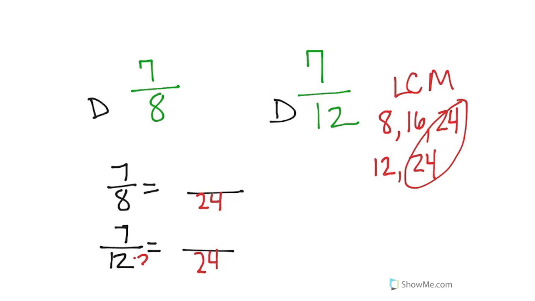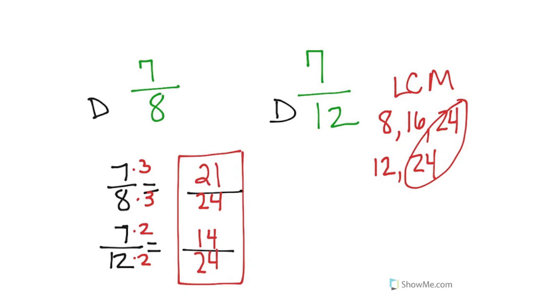12 times 2 is 24. What you do to the bottom, you must do to the top. 7 times 2 is 14. 8 times 3 is 24. 7 times 3 is 21.